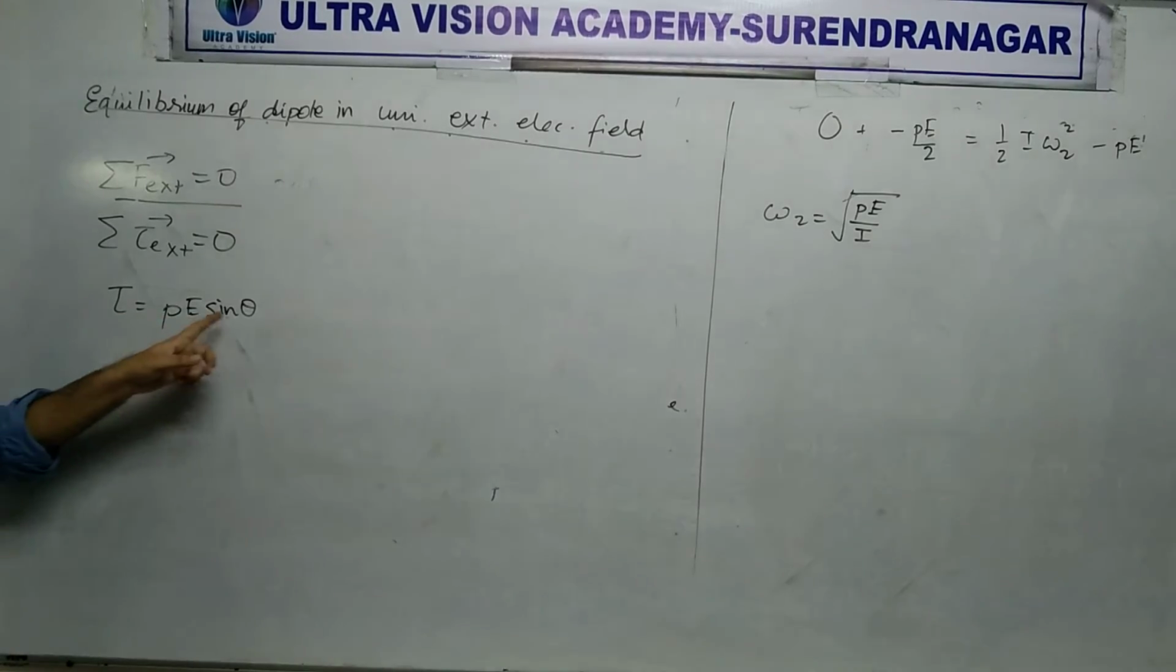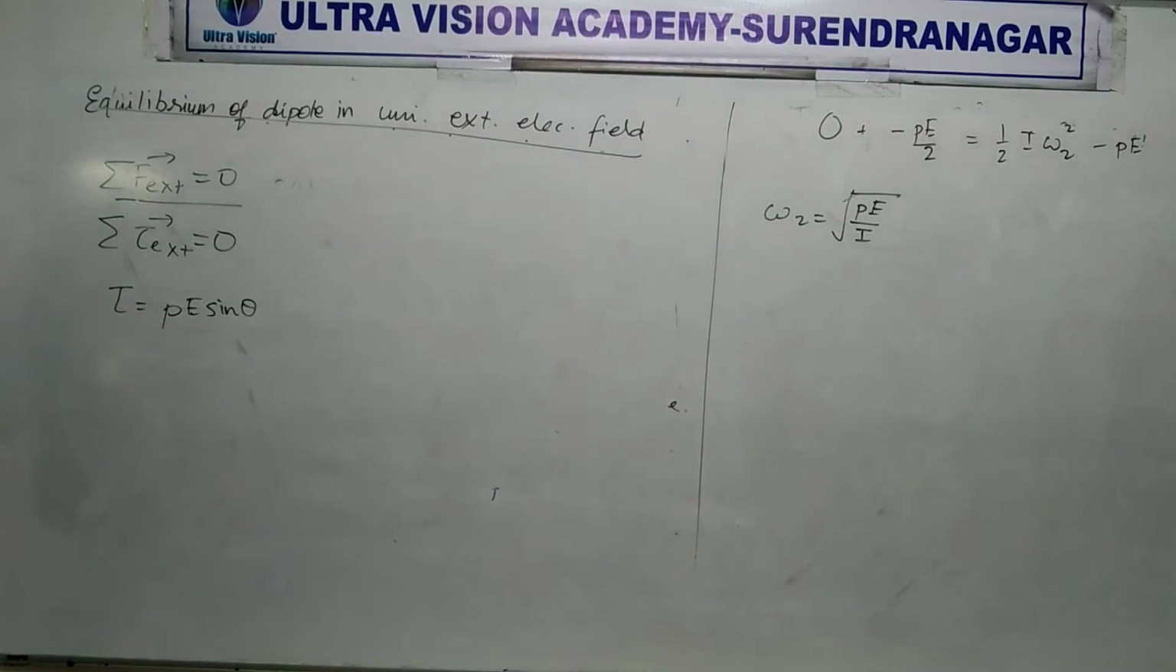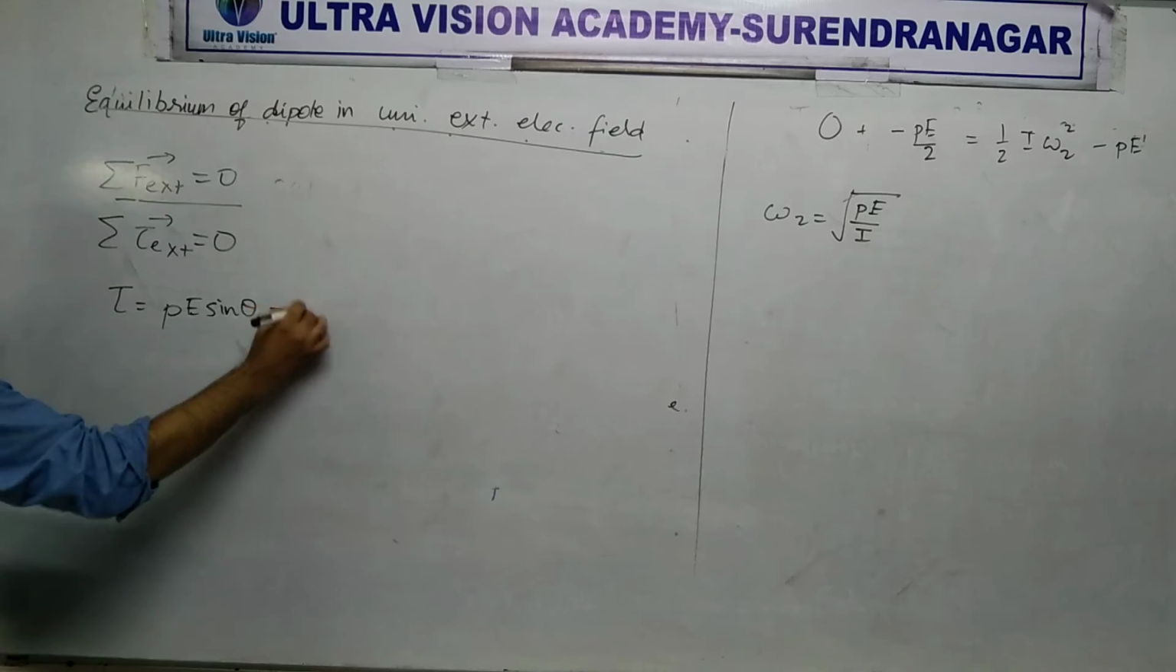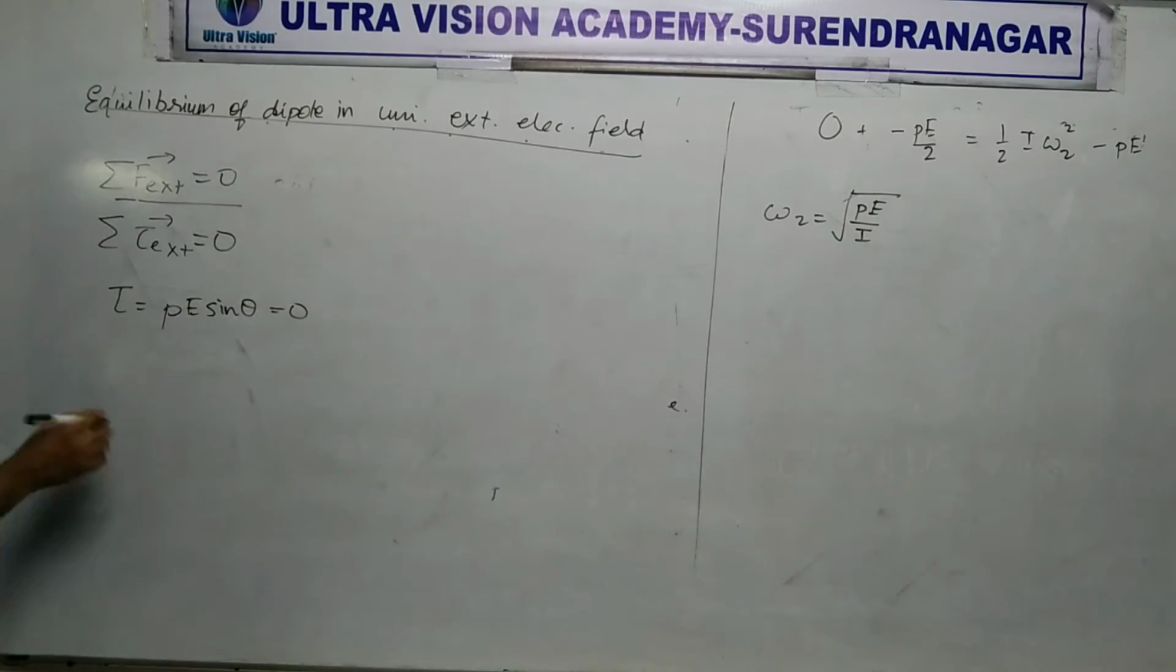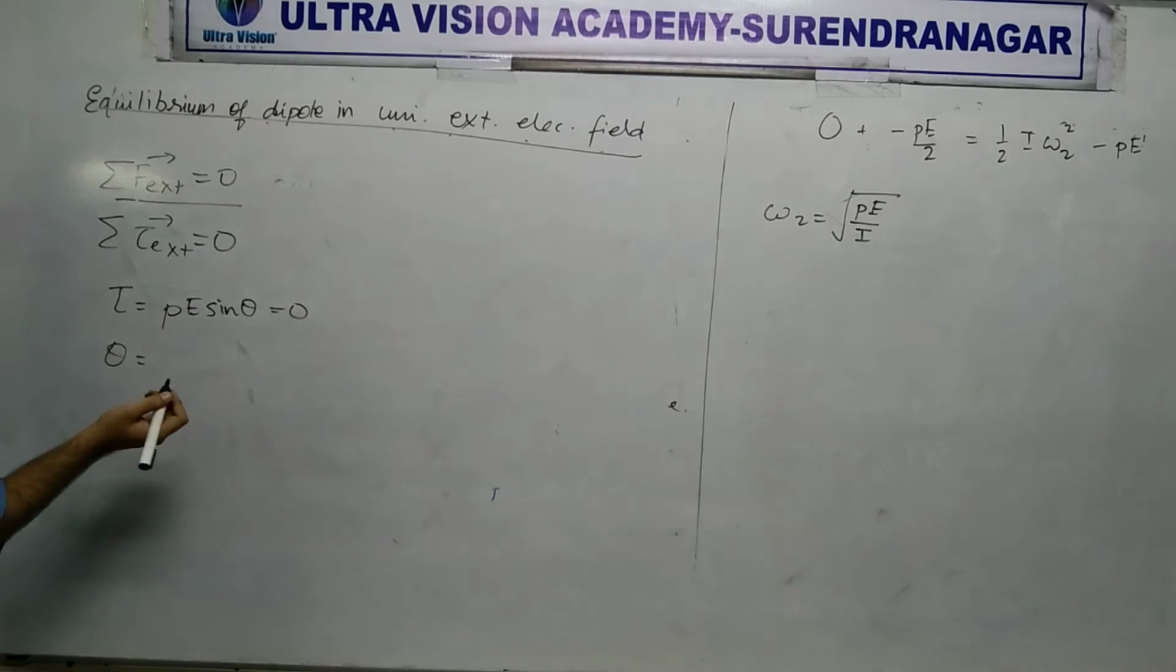Torque equals P E sin theta. Now, put it equal to 0. So P cannot be 0, E cannot be 0. Sin theta is 0. Theta is 0.